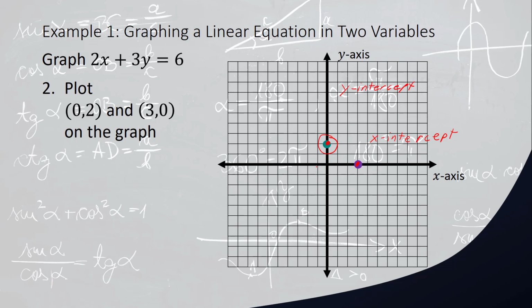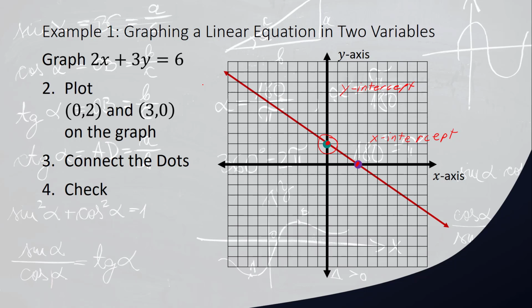Once we have plotted those 2 points, step number 3 is to connect the dots. And there we go, we have connected the dots. Better PowerPoint do this than me trying to do it by hand. And this is hopefully the graph of our linear equation. Step number 4 is to check.